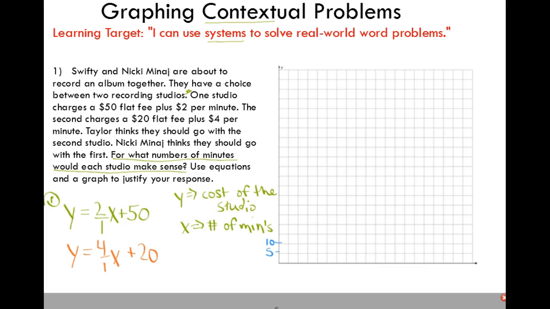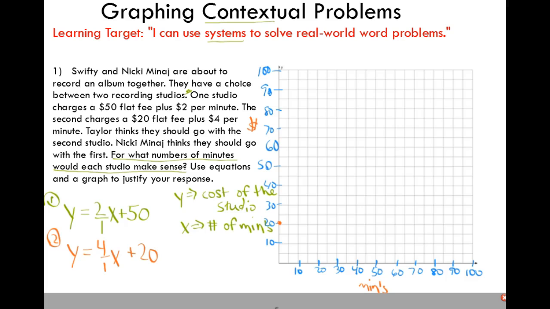But I don't want to write every single one of those. I'm going to skip. Do 20, 30. I'm going to pause the video and fill this out. Alright, I got my scale, and I want to start the orange one, or Studio 2, at 20. Because no matter what, we're paying that, even if we walk in and walk back out. And then it goes up $4 for every 1 minute. Oh, and I didn't label here. This is minutes, and this is cost.